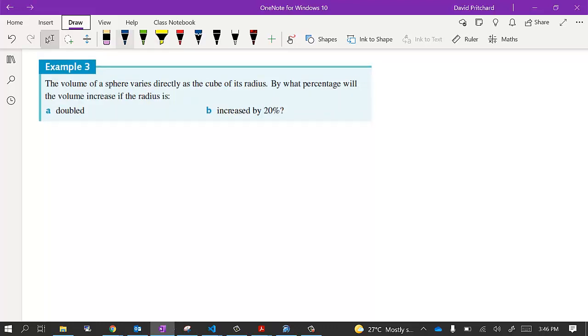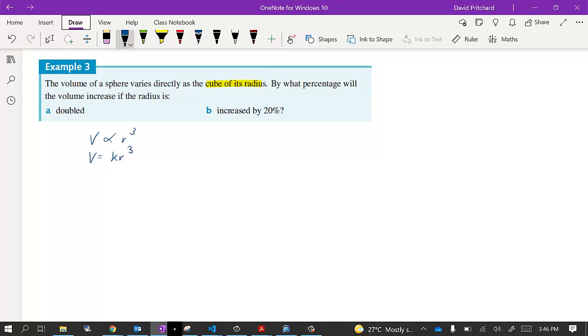Okay, so our last example is a complex, familiar one. The volume of a sphere varies directly as the cube of its radius. So that cube of its radius is really important. We're saying that the volume is proportional to the radius cubed. That means we've got volume is equal to KR cubed. By what percentage will the volume increase if the radius is doubled?